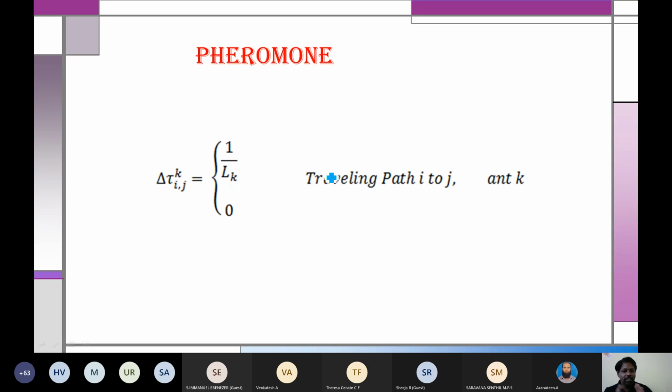So this is an expression for pheromone. This is the standard expression when we're going for ACO. So delta tau is always for pheromone. Delta tau gives the pheromone content. Ij is the path, that means from I to J. I is one point and J is another point. When it is moving from I to J, what is the pheromone content deposited?